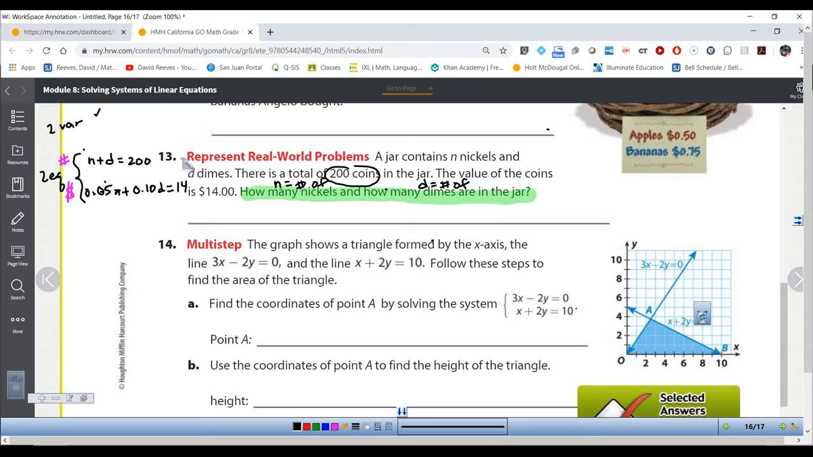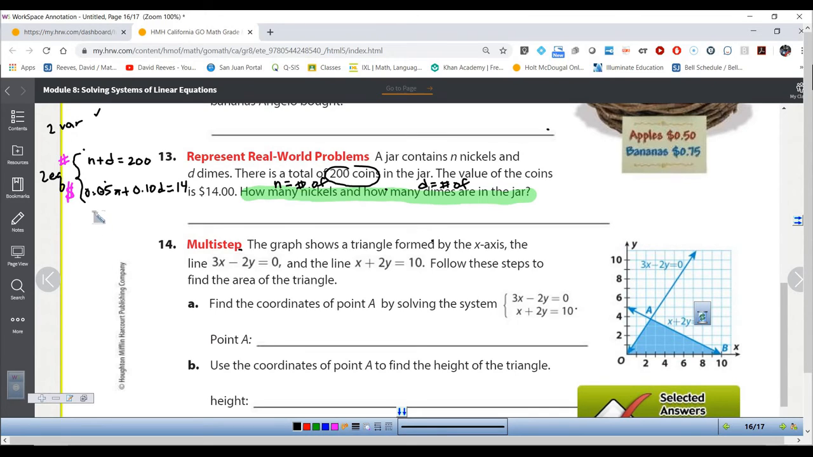So we have our two variables. N is the number of nickels. D is the number of dimes. We have our first equation, which says there's 200 coins total. Our second equation says there's $14 total, but that's made up of nickels that are worth 5 cents and dimes that are worth 10 cents. And so what are we going to do now? Now we're ready to solve. And the method we're going to use to solve is substitution.